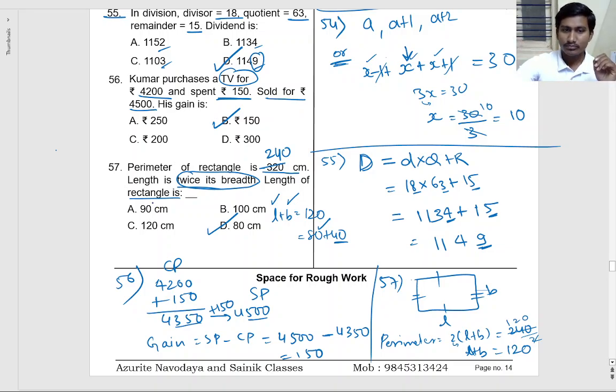If you take 90 as the length, half of that will be the breadth, that is 45. So if you do length plus breadth, you will get how much? 90 plus 45 is 135.